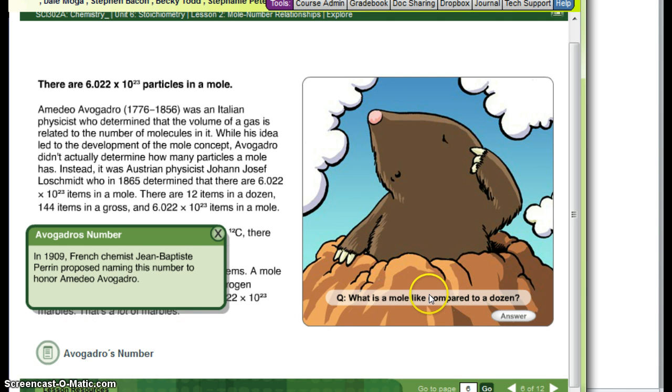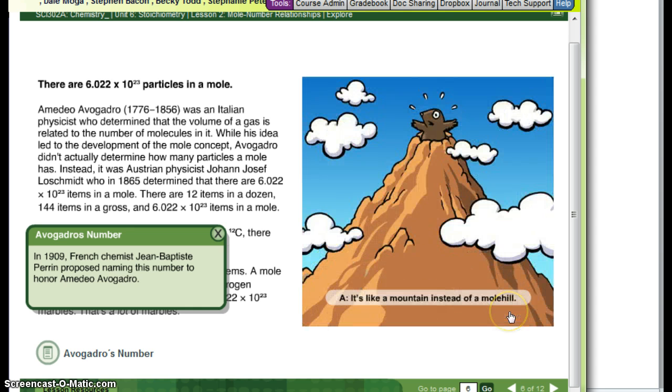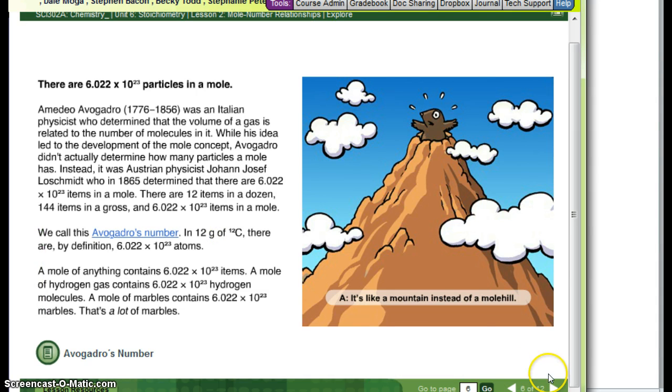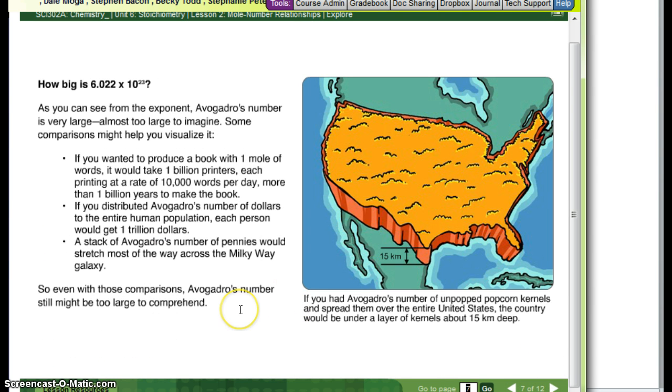All right, so question, what is a mole like compared to a dozen? It's like a mountain instead of a molehill. Ha ha ha. All right, not that funny. How big is 6.022 times 10 to the 23rd? As you can see from the exponent, Avogadro's number is very large, almost too large to imagine. Some comparisons might help you visualize it.